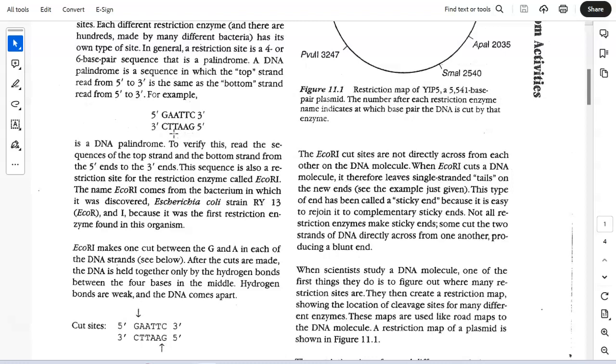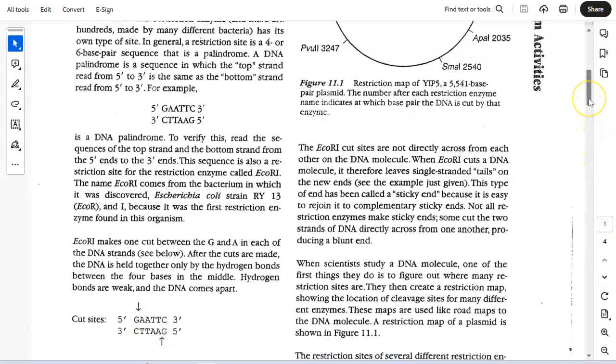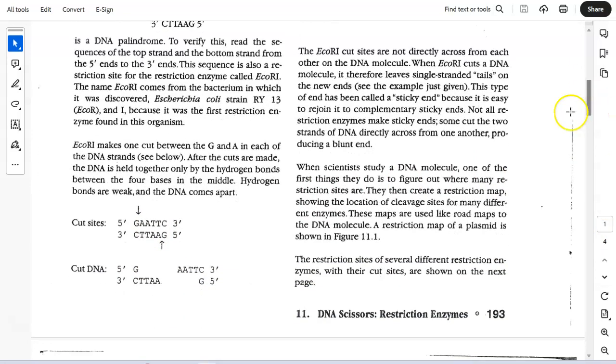Now, what happens when the EcoR1 enzyme finds this sequence? It cuts between the G and the A on this upper strand, and it also cuts between the G and the A on the lower strand, and then it breaks the hydrogen bonds between the A-T-A-T, T-A-T-A, and this is sort of demonstrated down here. And what you wind up with when you're done is two pieces of cut DNA.